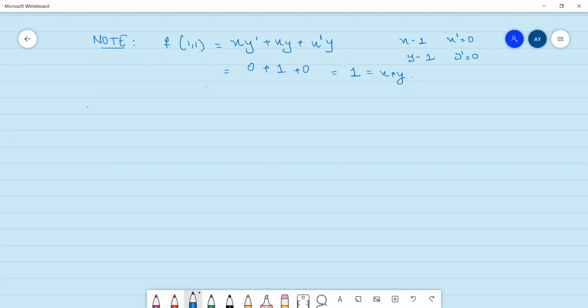Now, simplification: you can either do it by the laws of Boolean algebra, or you can do it by Karnaugh map. So till now we have done Boolean algebra, and we saw how to solve logic gates using it. Now we will be seeing Karnaugh map. Karnaugh map we will see in the next class.